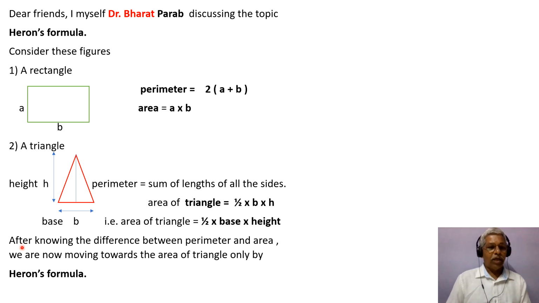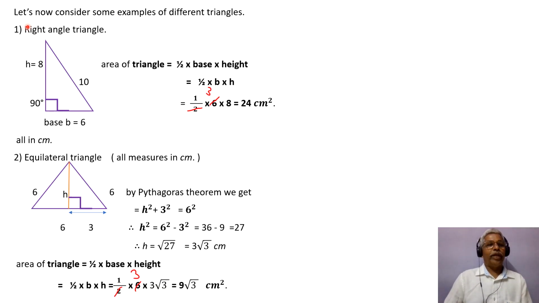So after knowing the difference between perimeter and area, we are now moving towards the area of triangle only by Heron's formula. So before going into the details of Heron's formula, let us solve some problems related to the area of triangle. So let us now consider some examples of different triangles.